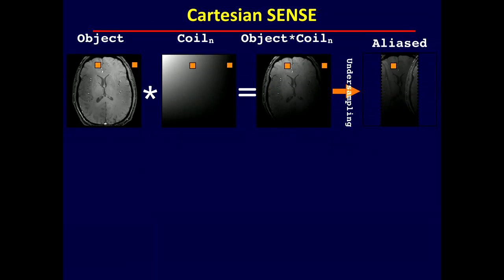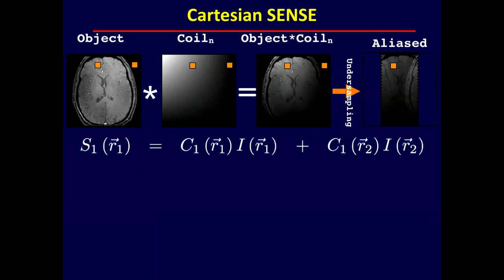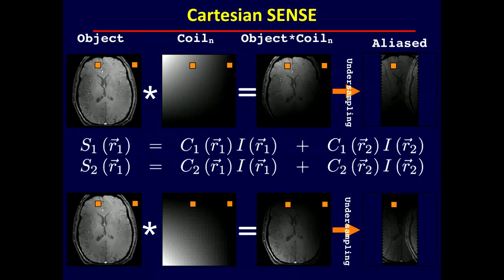Let's say coil number one is like this. Remember the signal here, your signal at R1. R1 is this location. Channel number one is the linear combination of these two voxels, I(R1) and I(R2). This is the R1 location, this is the R2 location. But they are weighted by the coil sensitivities for the current channel number one. If you look at channel number two, the same story, but the weighting is a little bit different. Instead of coil number one, you're weighted by coil number two.